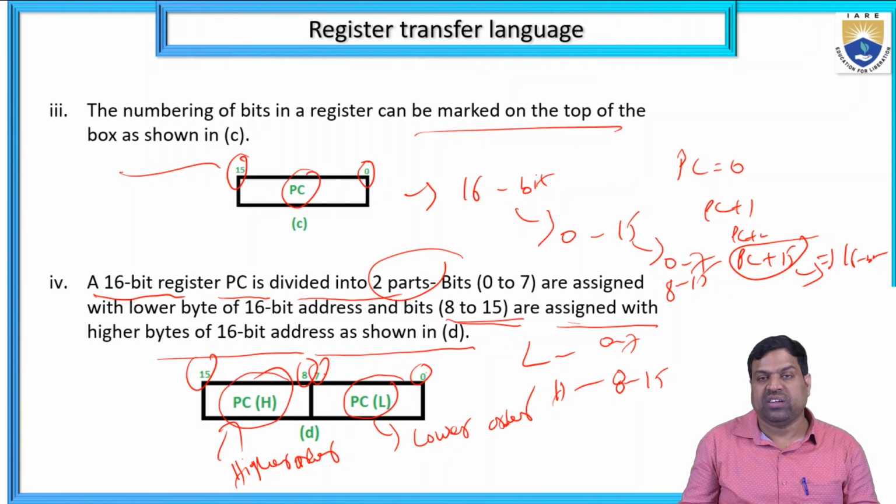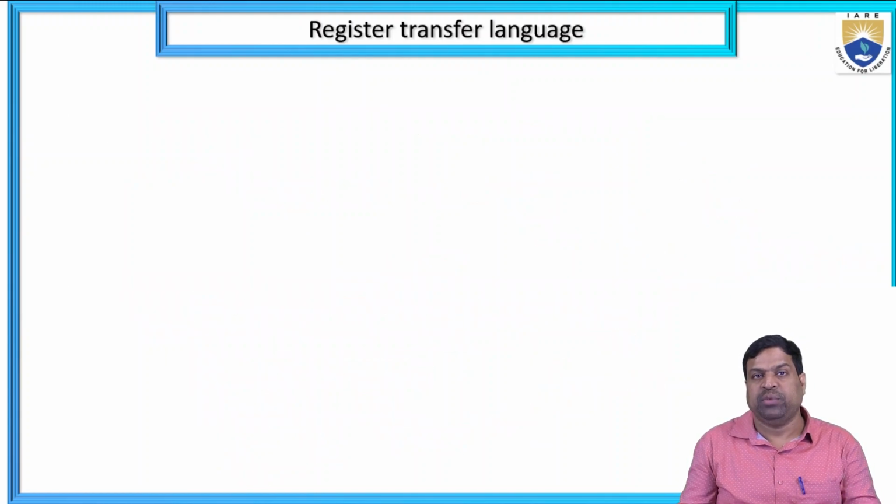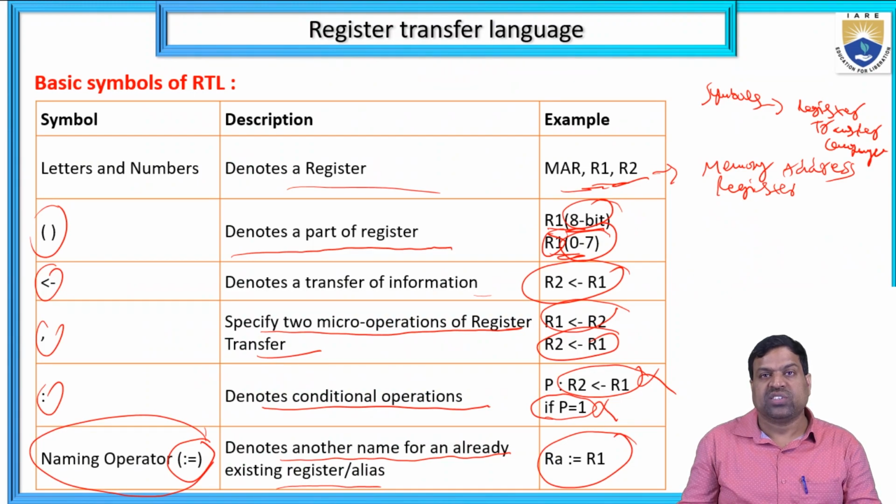If I want to divide into lower order and higher order, the 16-bit I am dividing as 8-bit and 8-bit, that is 0 to 7 and 8 to 15. So these 16 bits are divided as 8-bit and 8-bit. These are the symbolic register transfer language notations. MAR, R1, R2, and notations of R1 with 8-bit, and R2 to R1 data transfer, R1 to R2 data transfer, conditional operations. If P equal to 1 is satisfied, then the data of the R1 register is copied to R2 or R2 to R1, like this.